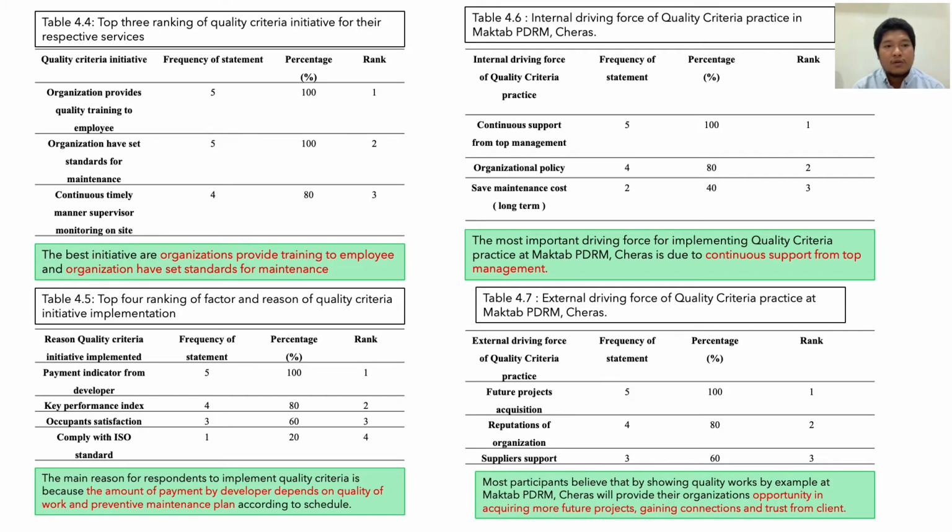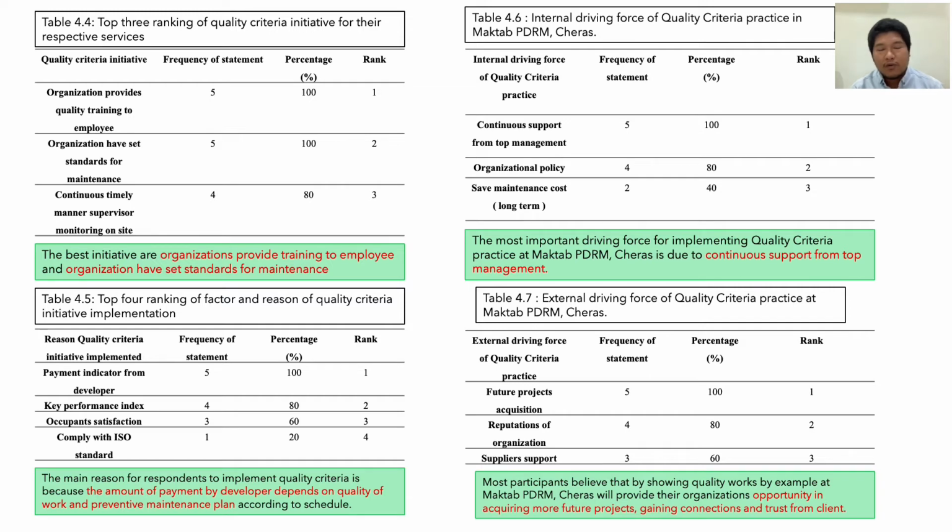The third one is to please the occupant, which is for occupant satisfaction. And the last one is to comply with ISO standards. So what I can conclude is the main reason for respondents to implement quality criteria is because the amount of payment by developer depends on quality of work and preventive maintenance plan according to schedule.